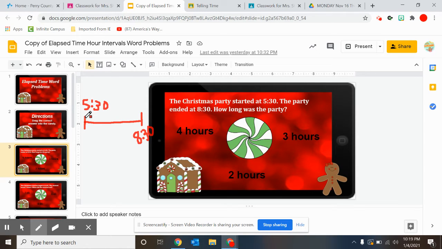Always try to start jumping using the biggest jumps that you can. Always try to start out with hours if you can. So we're going to see if we can jump 1 hour from 5:30 and not be past the end of our number line. So if we jump 1 hour from 5:30, that's going to put us at 6:30. This is 1 hour. Always, always, always label that, because at the end, when you're adding all this up, that's going to be really helpful.